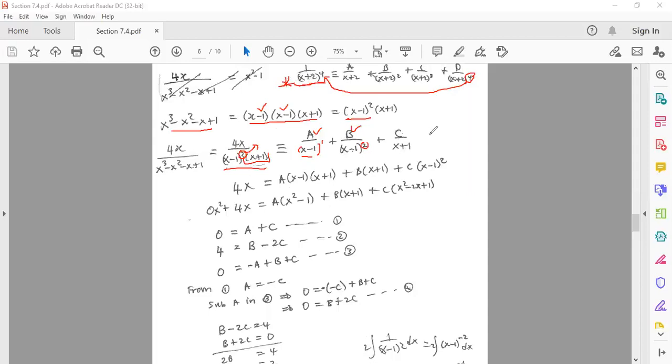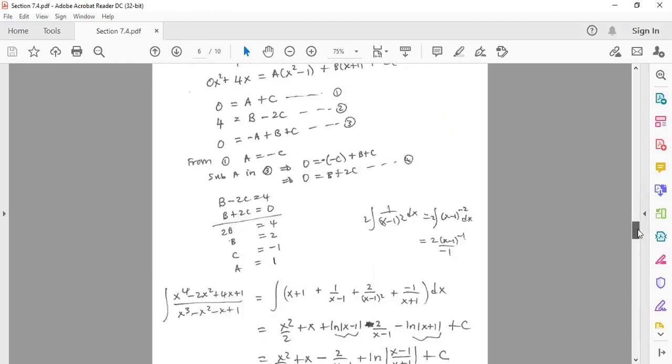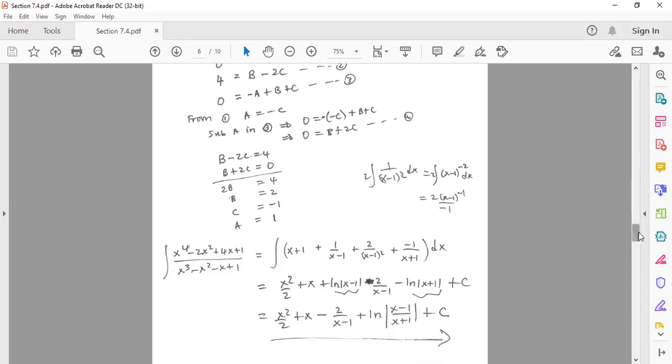Obviously, everyone knows what to do from this step. Just multiply both sides by these factors here, and then use the technique that works best for you. You can compare the coefficients on the left and the right, or you can let x be 1, let x be -1, and then any other constant will work. And obviously, once you have the value of your constants, the next step is just to integrate. So in this case, you had A to be 1, B is 2, C is -1. And the integral becomes something easy to work with. So you have x plus 1.